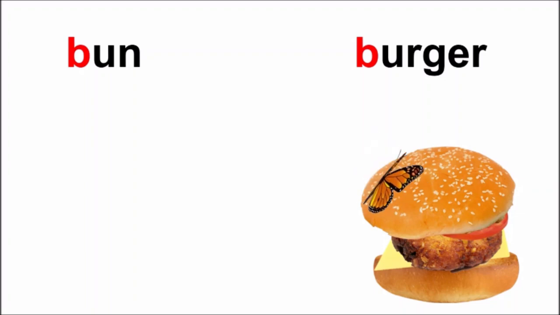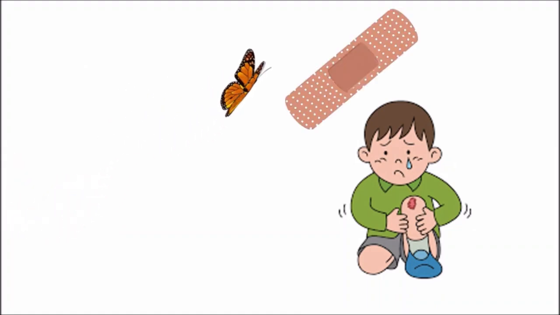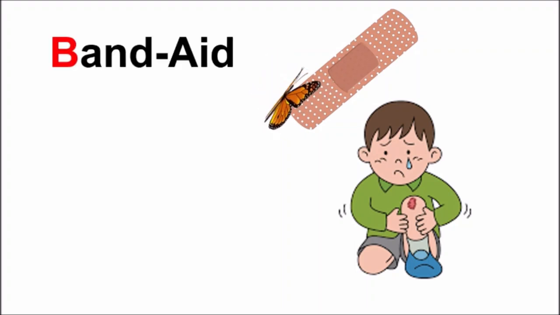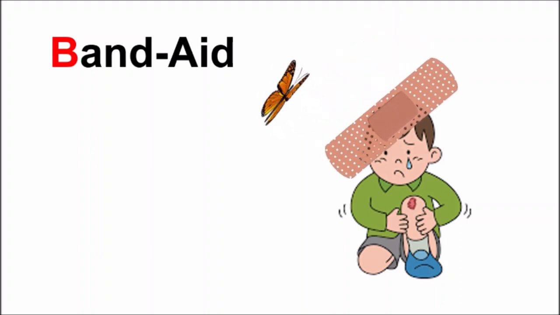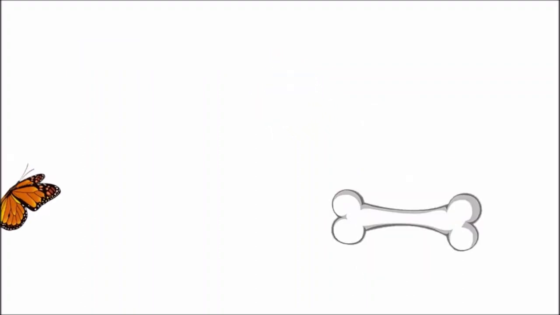Biba burger. Look children, this boy has got hurt. Oh, where is this butterfly going now? What is this children? Yes, it is a band-aid. When you get hurt, you put this band-aid on your wound. Like this. Biba band-aid. Now, where is this butterfly going?